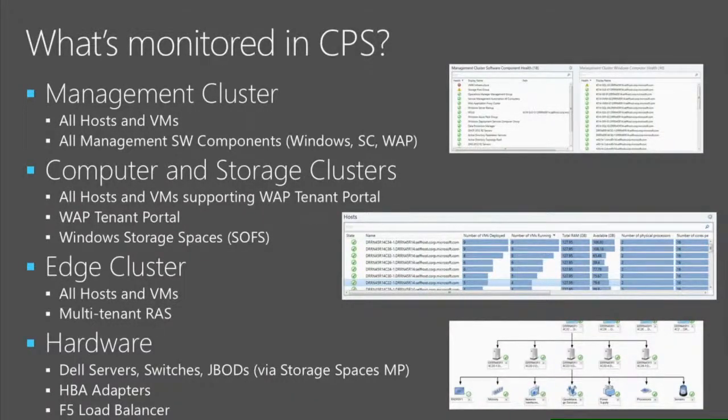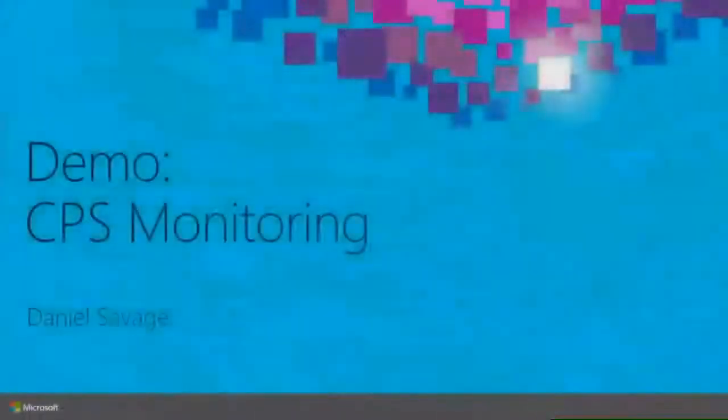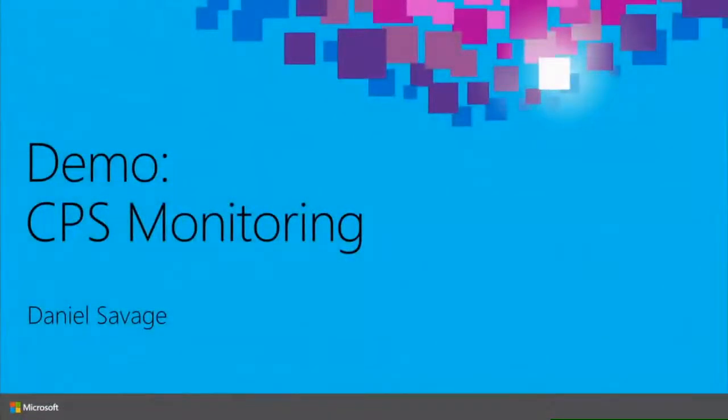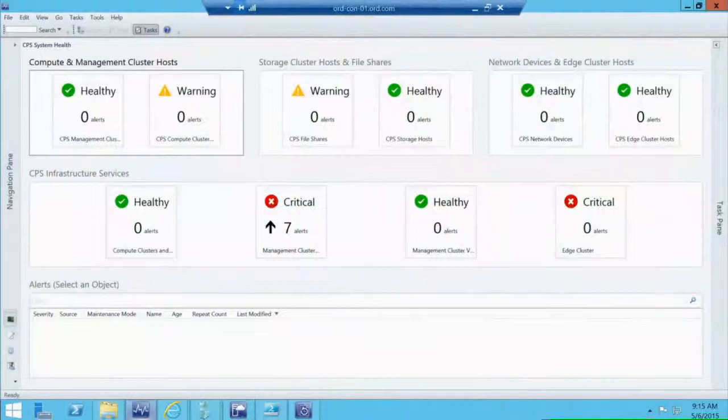The edge cluster, all hosting VMs, the multi-tenant remote access service, and then ultimately the hardware. So we work with Dell to make sure that we bring in their Open Manage agent and their management pack so we get that view into the hardware. So from the servers, the switches, the JBODs, the HBA adapters, and the load balancers as well. So we want to provide that holistic view and bring it all together. So with that, enough talking. Let me show you what that looks like.